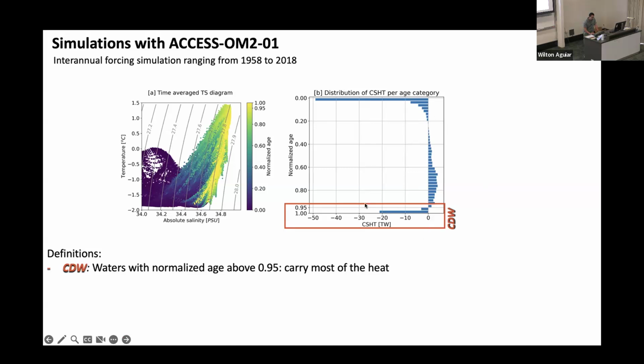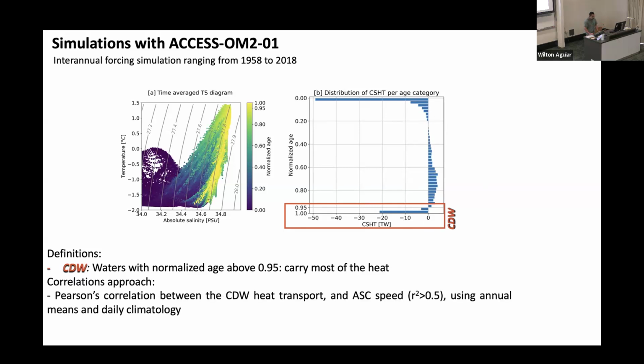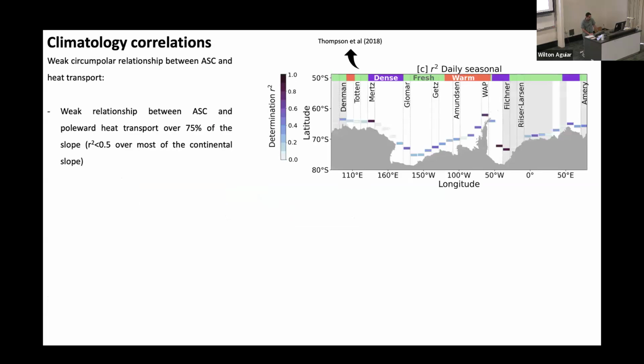We can see this peak in negative heat transport, which means poleward, right at the 95% oldest waters in the continental shelf. Hence, we define our circumpolar deep water as the 5% oldest waters in the continental shelf and retain our analysis within this layer. We then did a precise correlation between the CDW heat transport and the slope current speed using the interannual and seasonal climatology, using daily data. Let's look at the results.